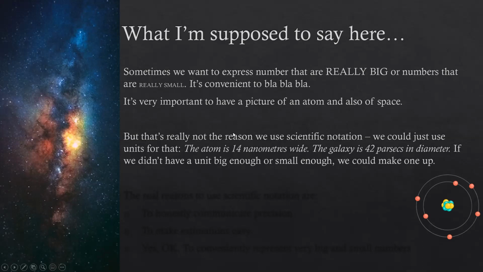But I don't think that's actually the reason we use scientific notation, because we have big units and small units. So we can say that an atom is 14 nanometers wide. That's perfectly fine. We don't need scientific notation for that. We can also say a galaxy is 42 parsecs wide. Now, you guys might not know what a parsec is.